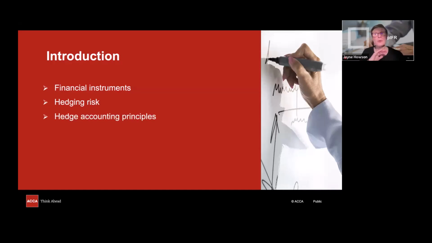I'm not going to run through all of the conditions and characteristics. You can learn those. I will mention them, but you can learn them in your own right. But what I do want to do is to go through some relatively straightforward examples to help you see how the hedge accounting works.